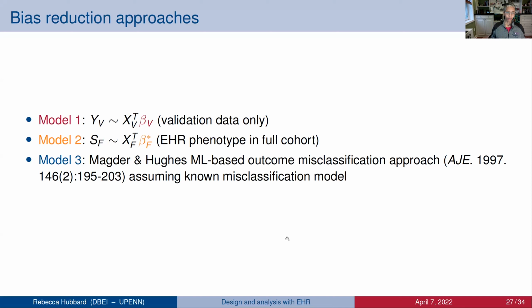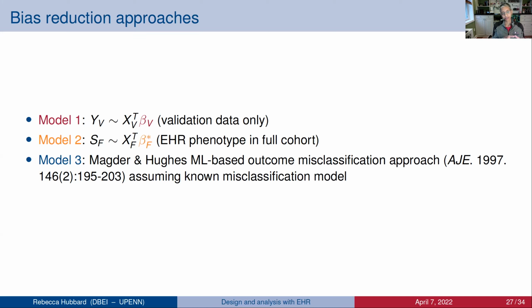So there are a bunch of different ways that we could think about using the available data to try to answer a question about the relationship between Y and X. If we're very, very conservative, we don't trust the quality of our EHR phenotype, we could say, well, I'm going to conduct a validation study. I'm going to look at the records of a small subsample of patients. And just in that validation subset, I'll be able to get the true outcome, and I can look at the relationship between Y and X.